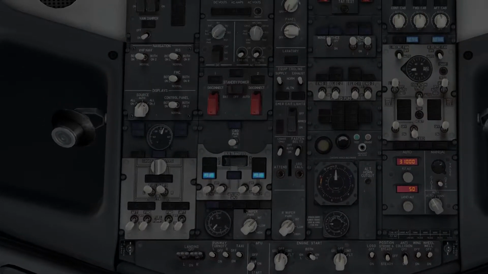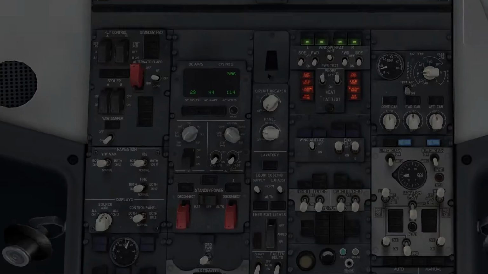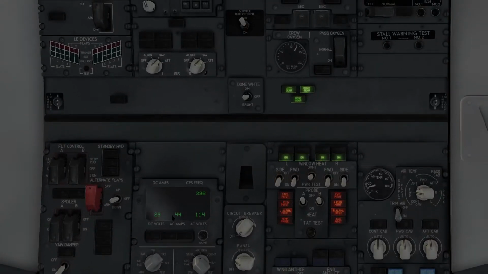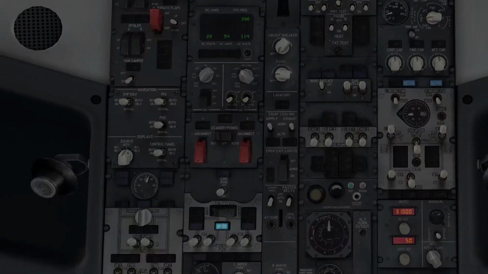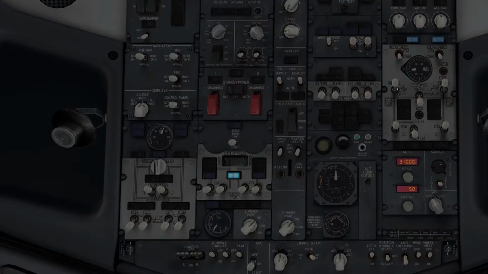Go to the overhead panel. Gen engine 2 on, Gen engine 2 on, and we have some current. P2E can come on, and the packs can come on.